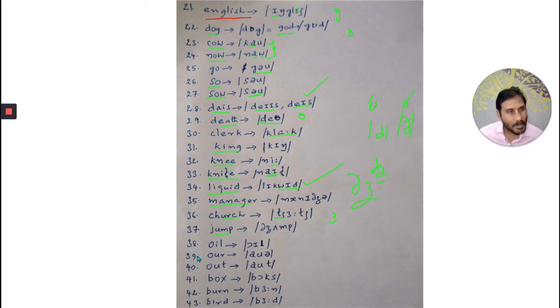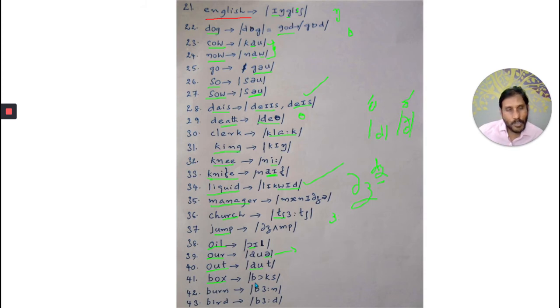Jump. Okay, understood? Oil. Whenever the letter O is pronounced specially within a word, oil, "oi" is a diphthong. The same way, our. It is not "awa". There is a diphthong and another vowel there. It is going to another vowel sound, so it's a diphthong. Three vowels connected with each other. Okay, out. The same way, out.